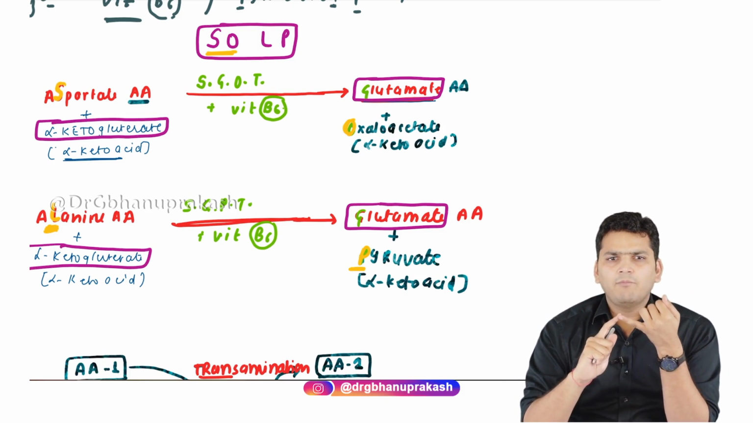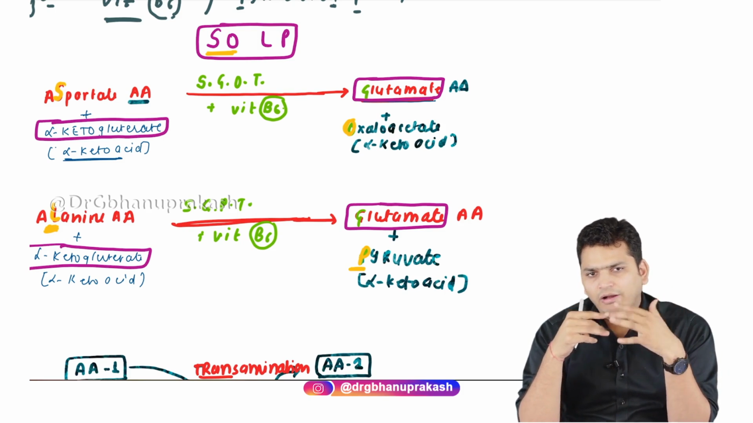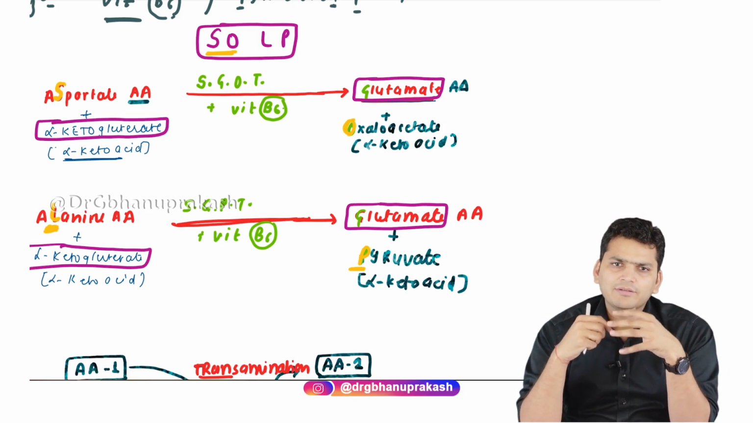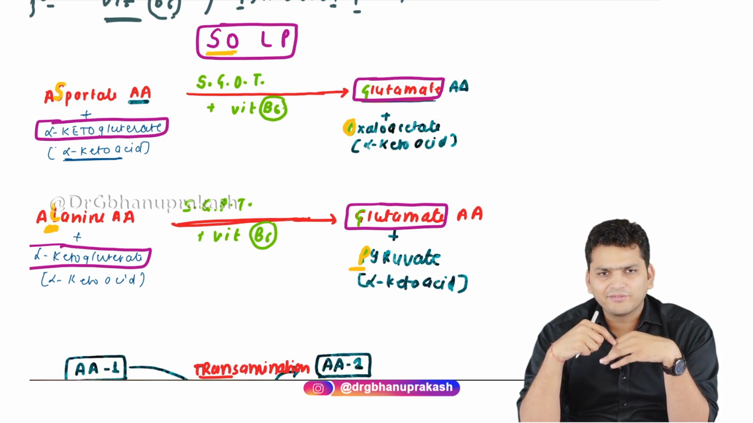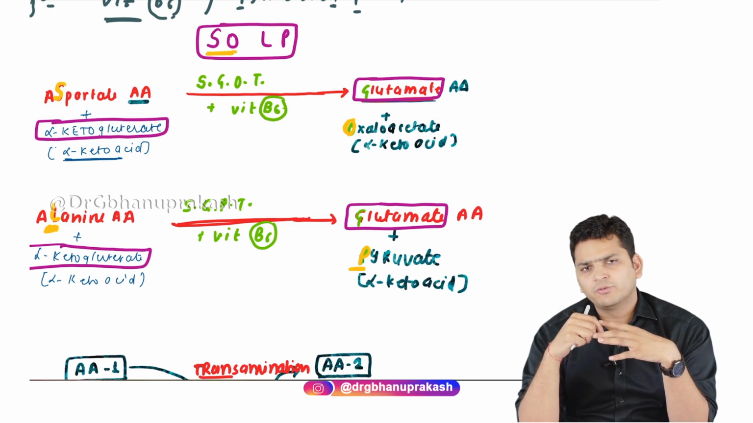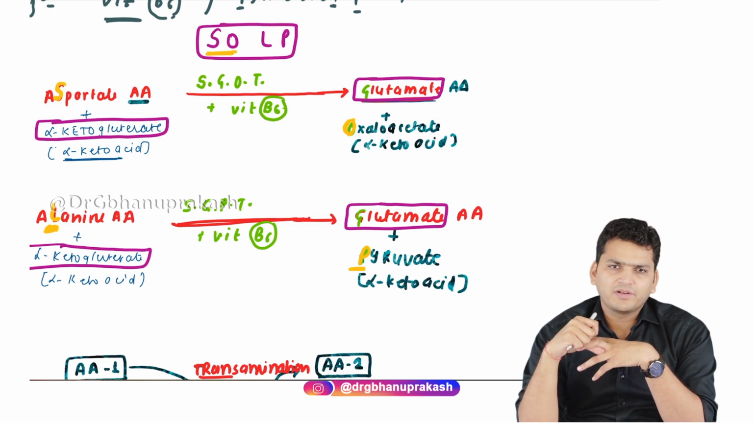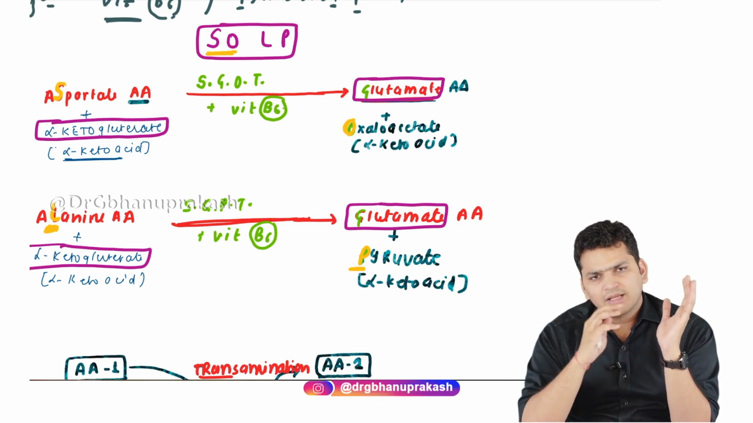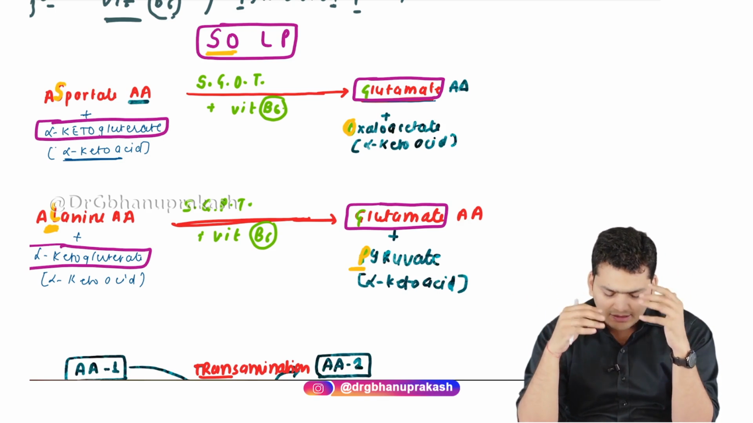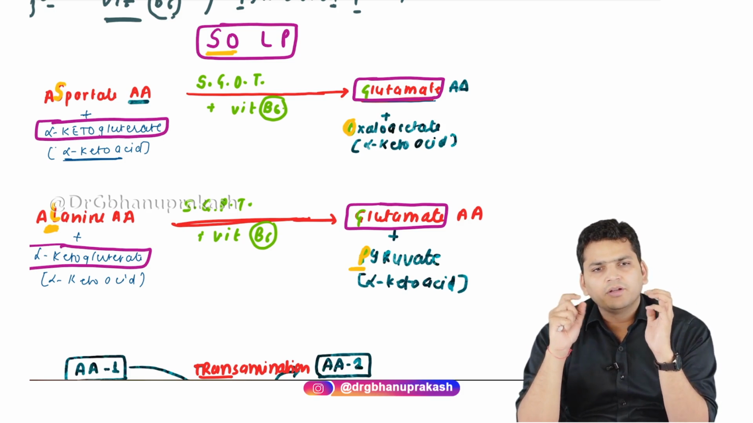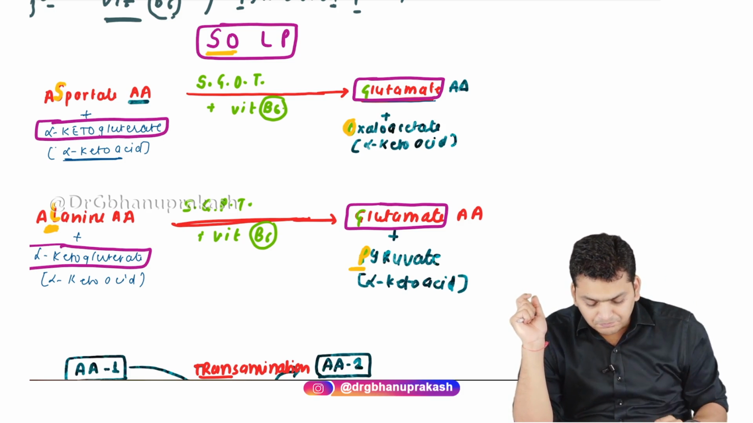This mnemonic is very important. Right now it's looking like why we are discussing so much about this mnemonic. You will understand when we discuss gluconeogenesis and various clinical correlations, when we are going to figure out here, then you will understand the importance of this, right? So SOLP, aspartate oxaloacetate, alanine, pyruvate, and this is how the transamination reaction occurs, right?